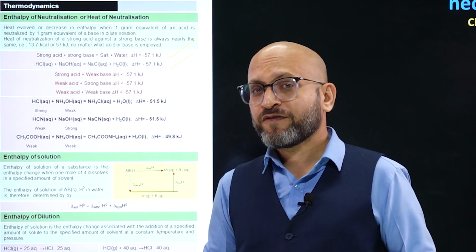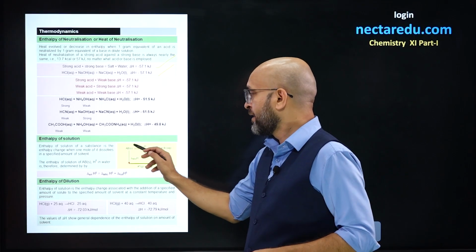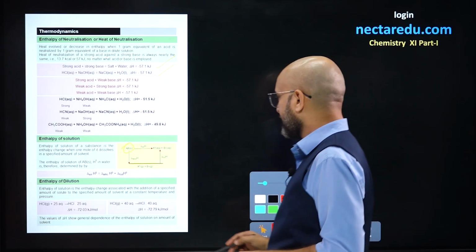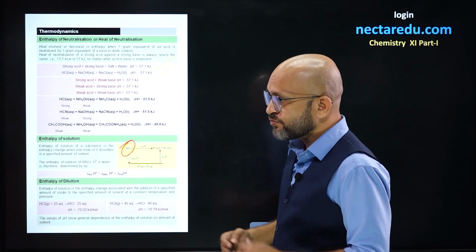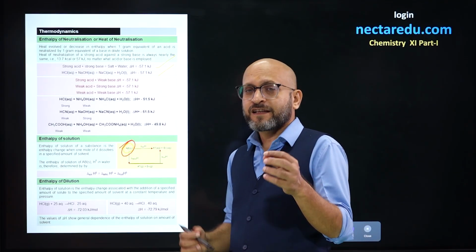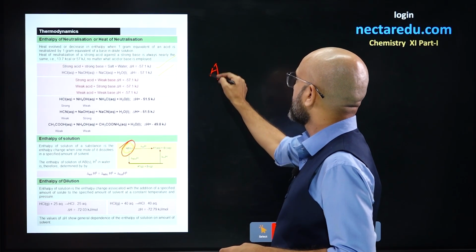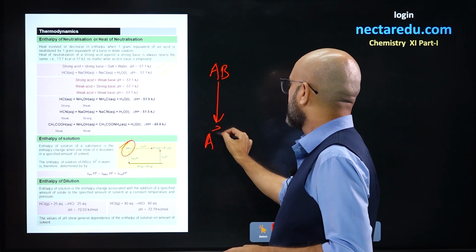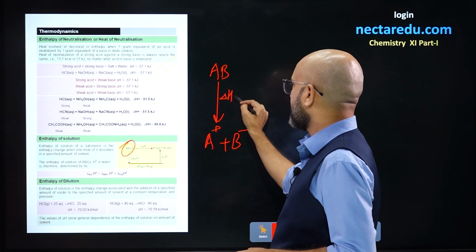Next is enthalpy of solution. What happens in a solution? Two steps are there. Let's take an electrolyte AB that you are dissolving. One is AB will break down into A plus and B minus, and the energy absorbed in this process is delta H lattice.